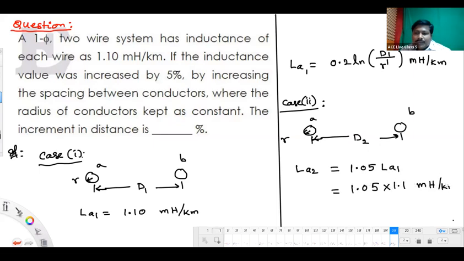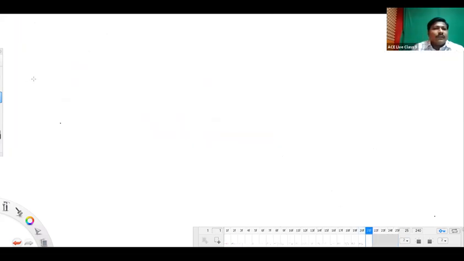Anybody tell me this number, how much is 1.05 into 1.1? 1.155. Okay. You tell me, what is the formula for LA2? LA2 formula is 0.2 ln of D2 by R dash. Let me write in the next slide. LA2 formula is 0.2 natural logarithm of D2 by R dash in terms of millihenry per kilometer.